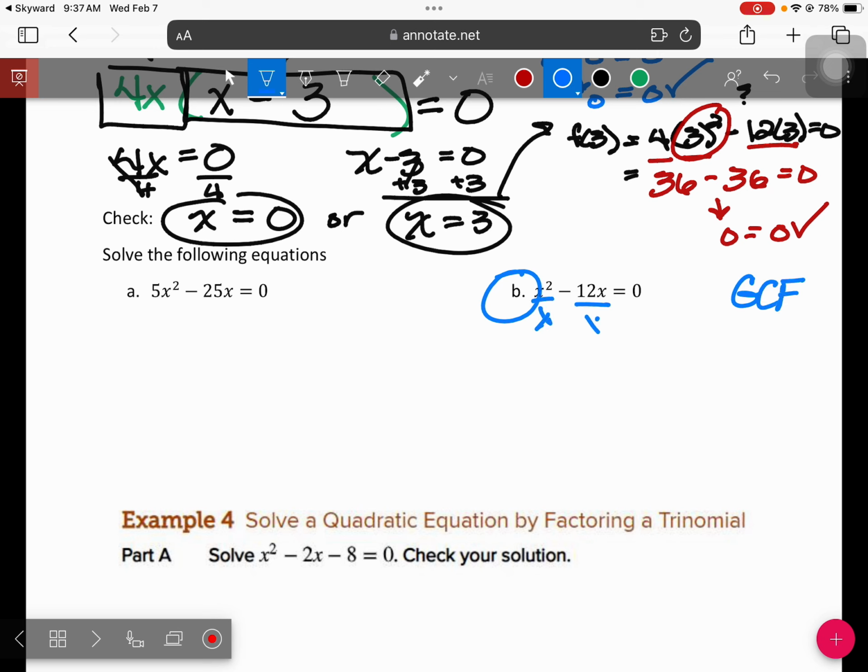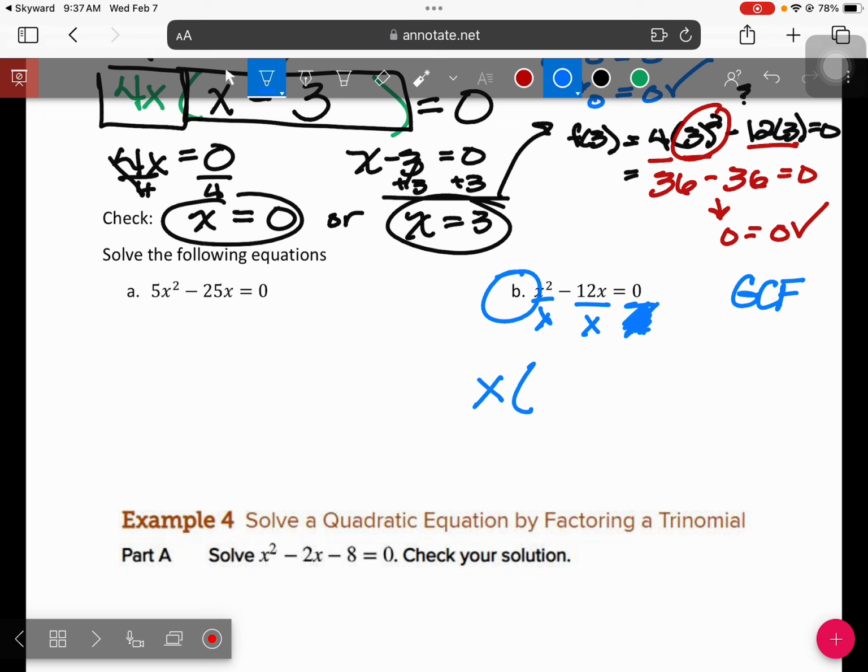Divide by x. Well, you always say, Miss Thede, if you're going to do something in an equation, you have to do it to all sides. Well, yes, but 0 divided by anything is always going to be 0. So we really don't worry about this end part. That's why. So greatest common factor is x.